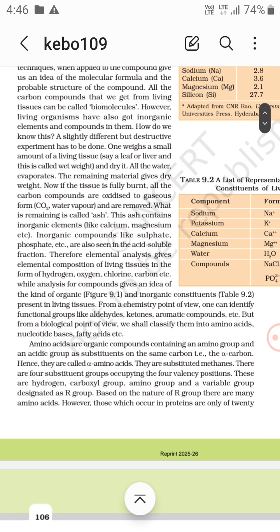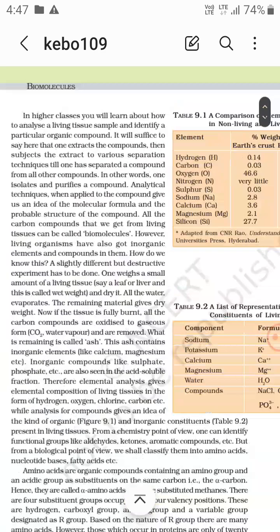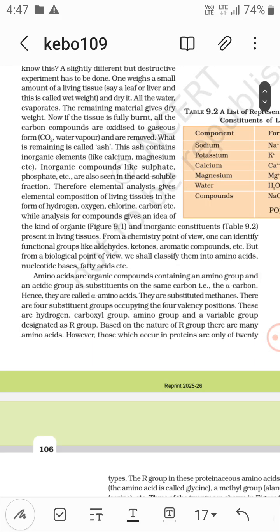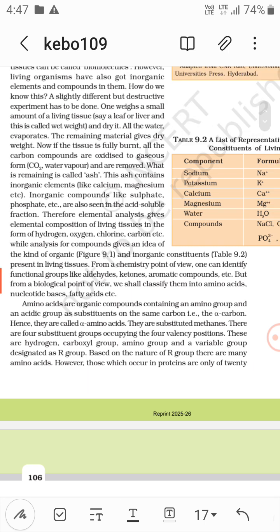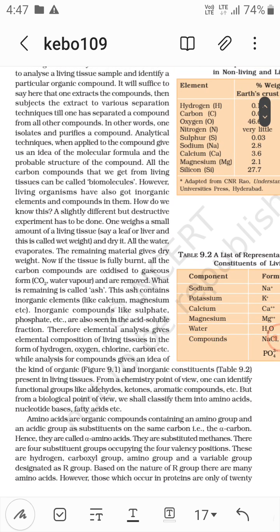Now, all the carbon compounds that we get from living tissues can be called as biomolecules. However, living organisms have also got inorganic elements and compounds in them.